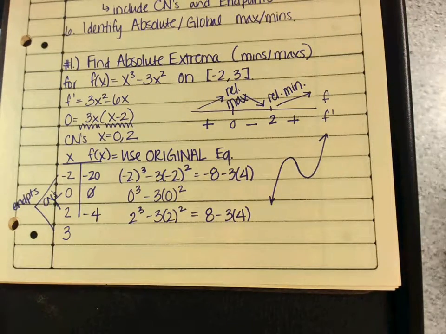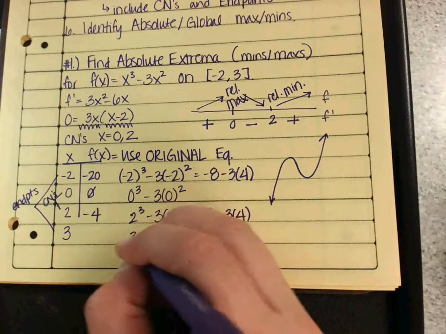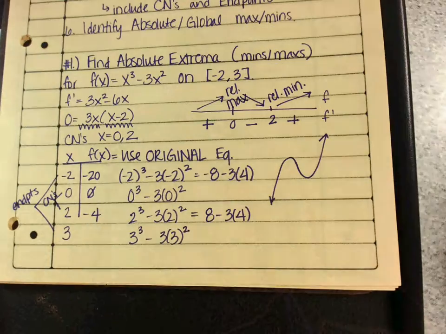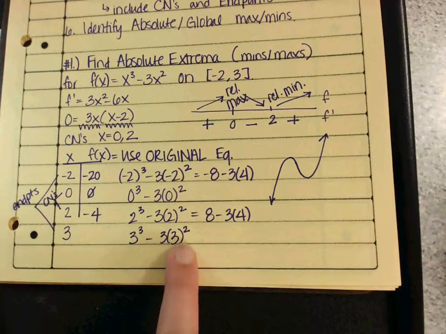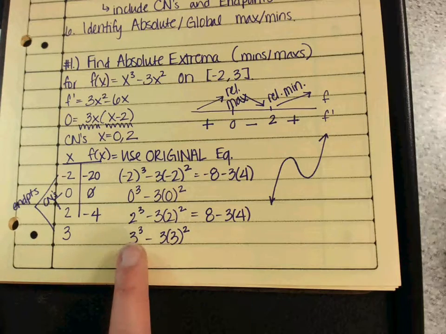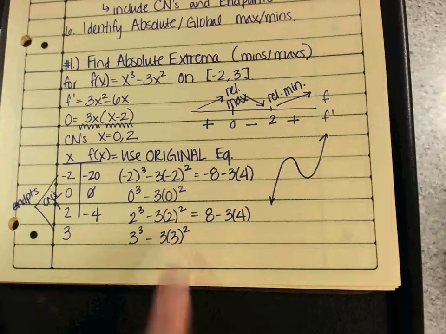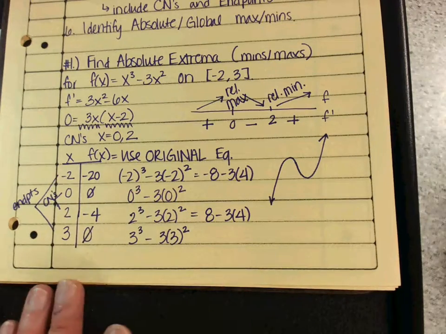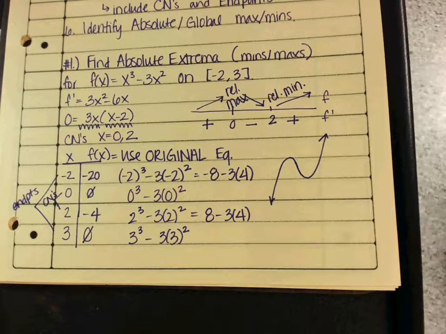Okay. And then last one is a 3. 3 cubed minus 3 times 3 squared. 3 squared is 9. Times 3 again is 27. So this is really 27 minus 27. What's that? 0. Okay, then looking at your chart, who is the absolute maximum y value?